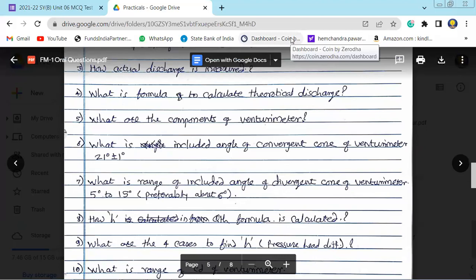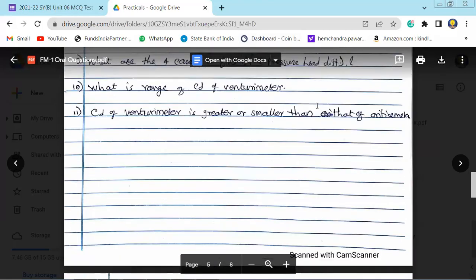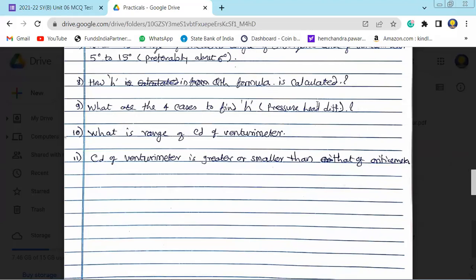What are the components of venturometer? What is the included angle of convergent cone of venturometer? What is the range of included angles of divergent cone of venturometer? How h in the Q theoretical formula is calculated? What are the 4 cases to find h? What is the range of CD for venturometer? CD of venturometer is greater than or smaller than that of orifice meter.